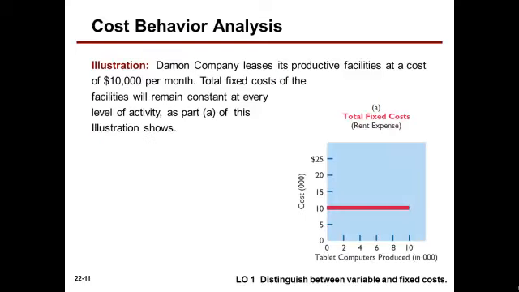Here's an example. The Damon Company leases its production facilities at a cost of $10,000 per month. Total fixed costs of the facilities will remain constant at every level of activity, as this graph shows. Whether we produce 0 tablets or produce 10,000 tablets, our rent cost is $10,000 per month, fixed in total.